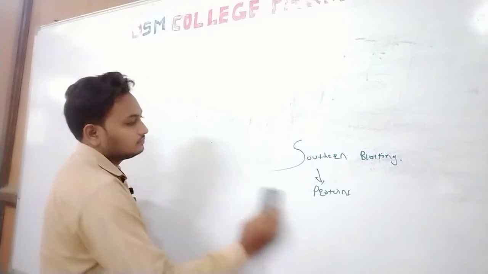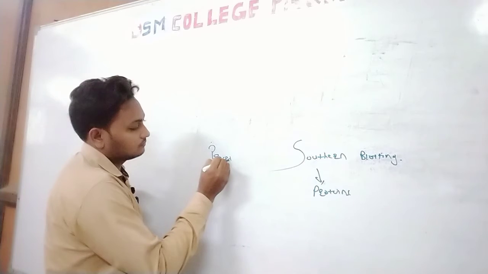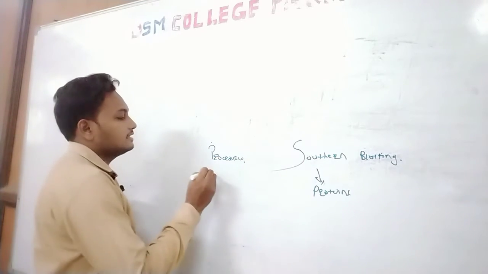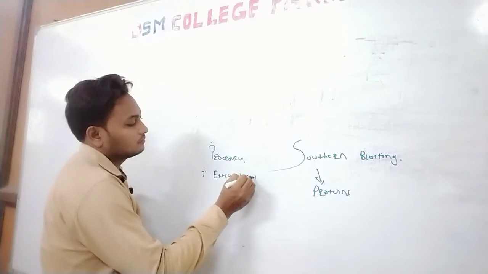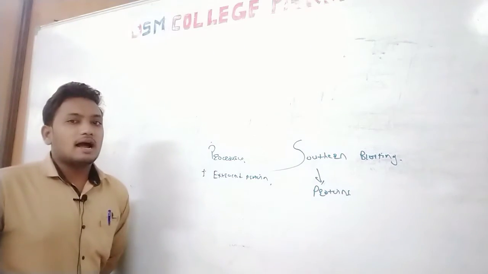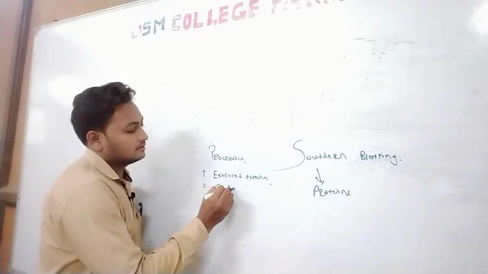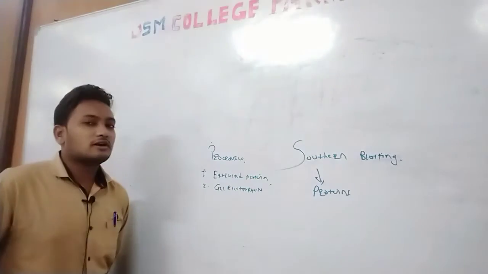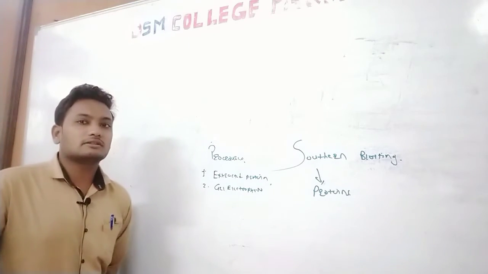Procedures. What steps are required for Southern blotting? Firstly, extract the protein. Okay, so extract the protein from the sample. After the isolation, the next step is gel electrophoresis. Okay, according to molecular size and according to charges, they are separated on the gel.